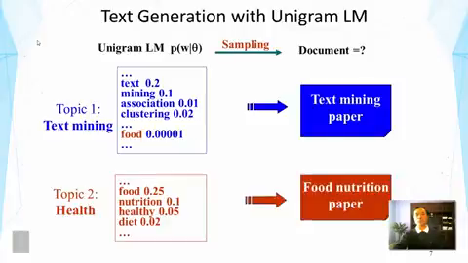Similarly, from the second topic, we can imagine we can generate a food nutrition paper. That doesn't mean we cannot generate this paper from text mining distribution. We can, but the probability would be very, very small. Maybe smaller than even generating a paper that can be accepted by a major conference on text mining. So the point here is that given distribution, we can talk about the probability of observing a certain kind of text. Some text will have higher probabilities than others.